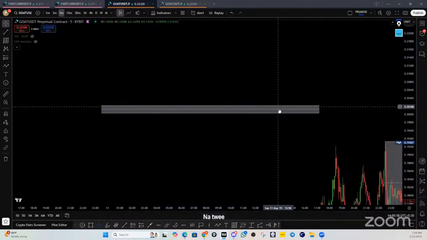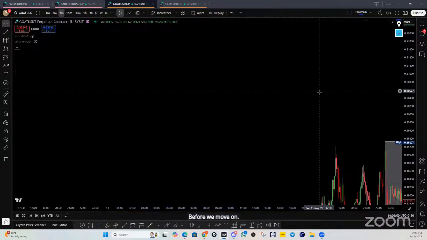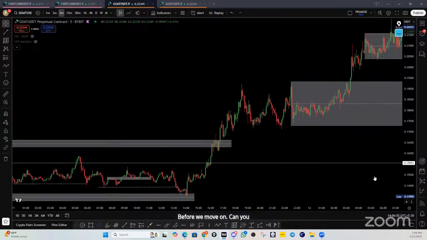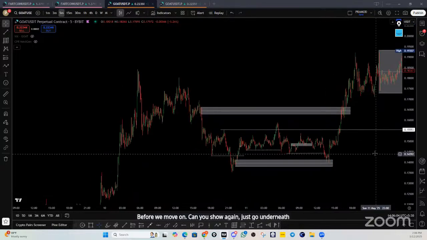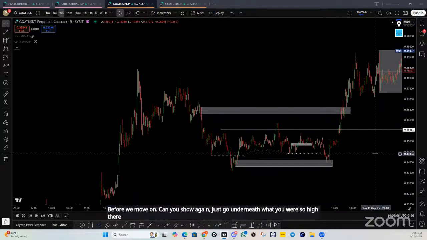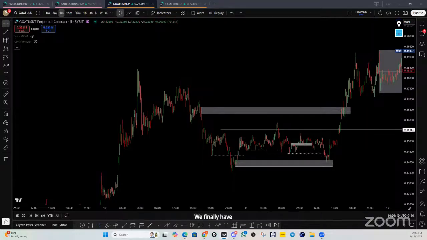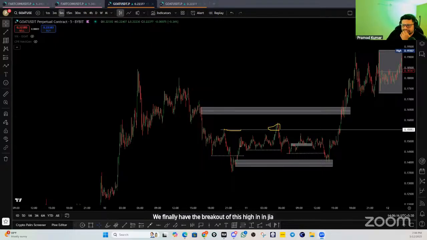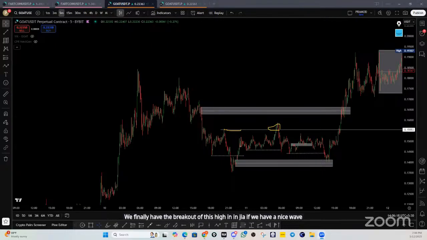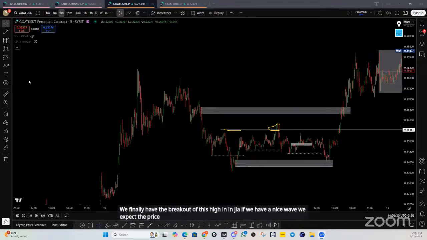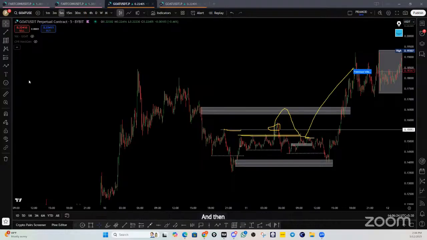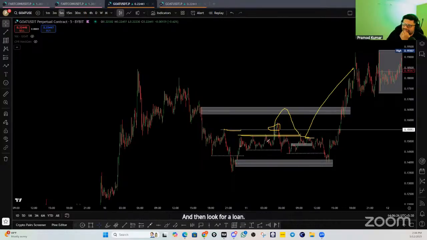Before we move on, can you show again, just go underneath what you were showing. We finally have the breakout of this high in here, yeah? If we have a nice wave, will we expect the price to come down to this area and then look for a long? Would that be valid? Yes, that will be valid.